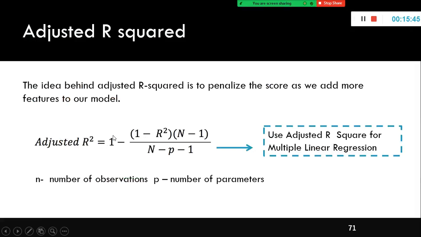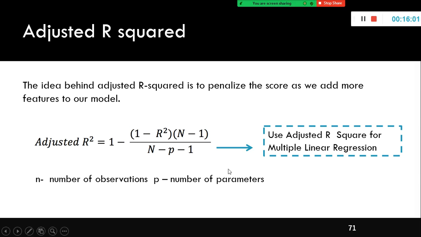Even though you include insignificant features, the R squared value increases like anything. It is biased. You cannot rely on R squared in the case of multiple linear regression.